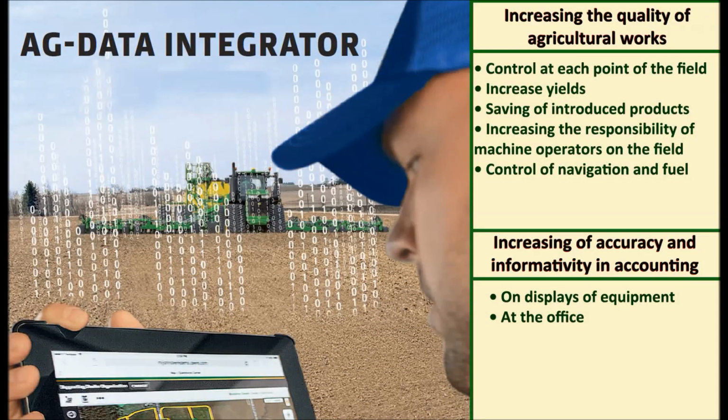In conclusion, let us answer the following question. What is the economic benefit from the implementation of the software product called AgDI Integrator? The answer is the following. The benefit is that this software product helps solving the tasks of, first of all, increasing the quality of agricultural works, also with the help of the implementation of precise farming technologies, and secondly, the tasks of increasing of accuracy and informativity, both in tractor cabins and in the office.